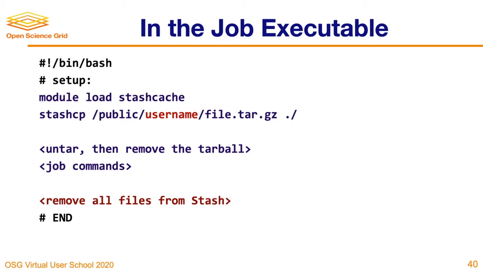So to utilize it within your job executable, you're going to load the stash cache module using module load stash cache, and then use the stash cp command. Stash cp operates very similarly to the Linux cp command, where you're going to specify the source file or the file you want to move first, and then name or location of where you want it to go second. So here we have stash cp. We're moving file.tar.gz, and then we're putting it into the local directory.